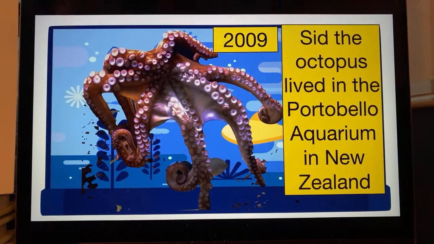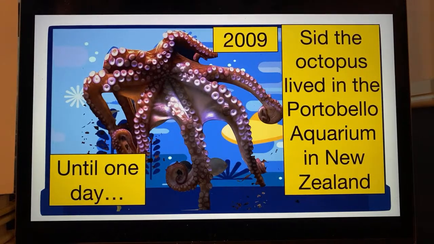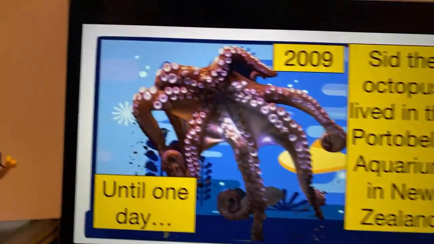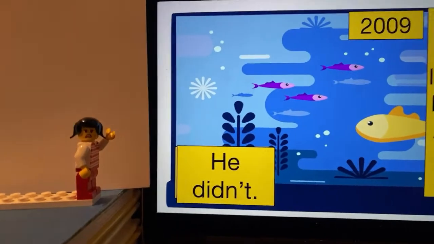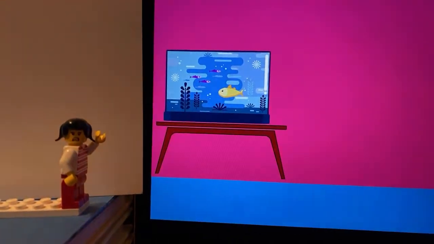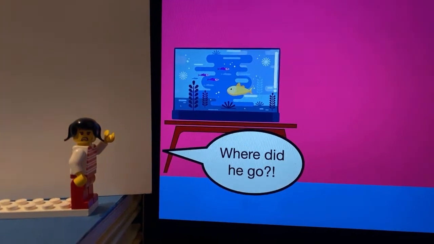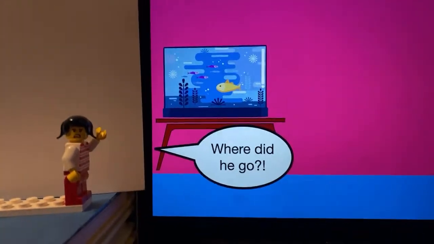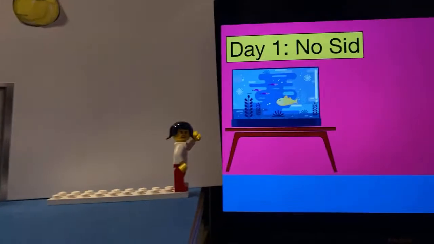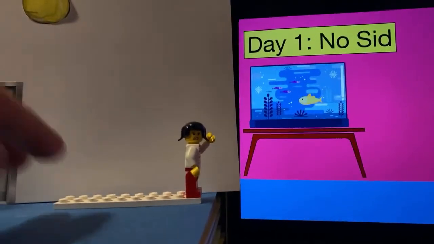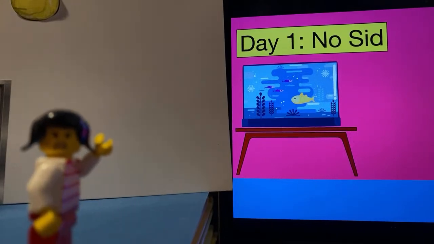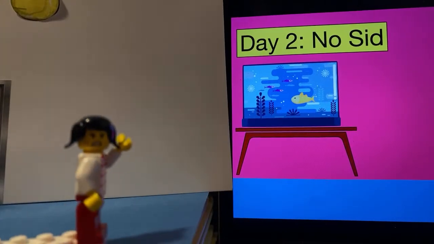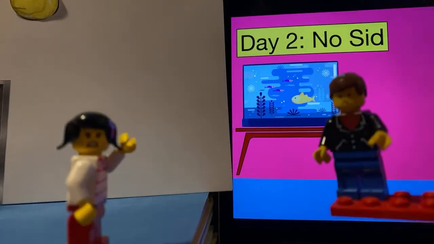2009. Sid the octopus lived in the Portobello Aquarium in New Zealand until one day he didn't. Imagine being the member of staff getting to the tank and thinking, oh dear, where did he go? So staff obviously searched everywhere, very worried. Day one went by, no Sid. Day two, still no Sid. Oh, this is a disaster.